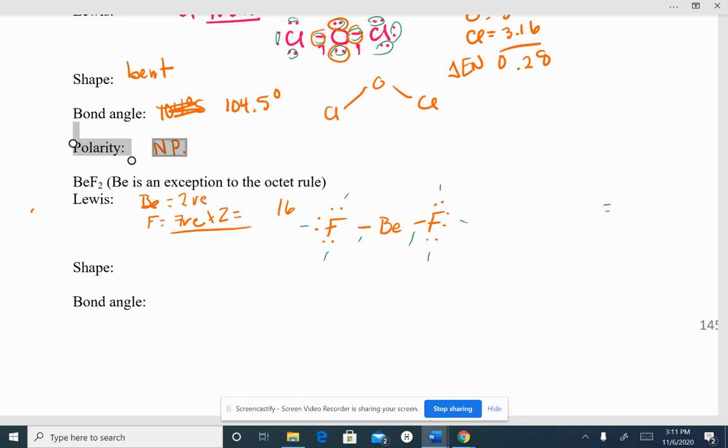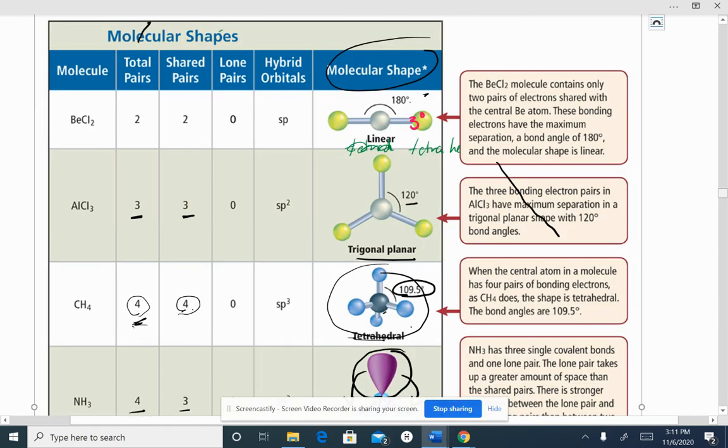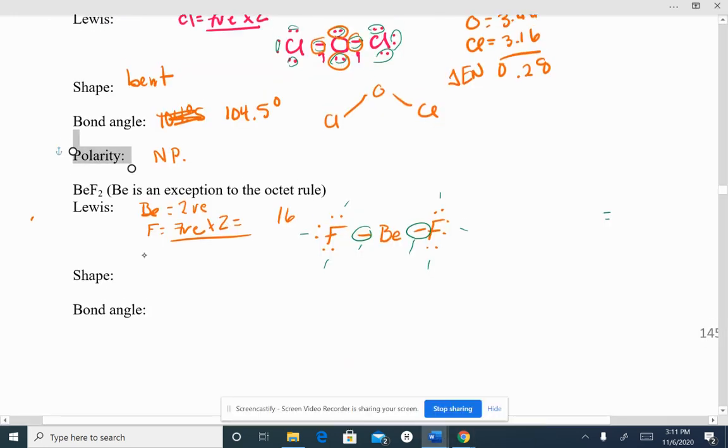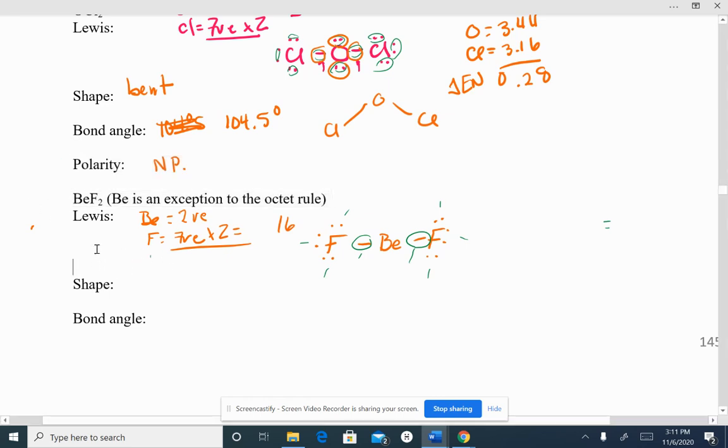So how many areas of electron density do I have around that center atom? I only have 2. If I have 2 areas and they're both bonding, I'm going to have a linear geometry with a bond angle of 180. Okay? So 2 pairs, they're both being used in bonds. My linear geometry is going to have a line of 180. So shape is going to be linear, and my bond angle is going to be 180 degrees. Okay? All right.